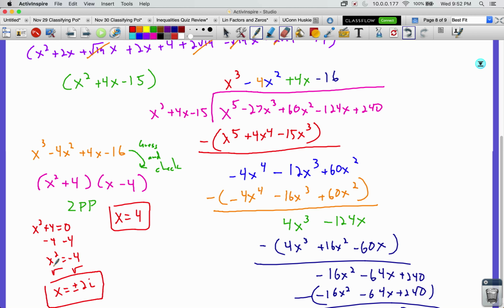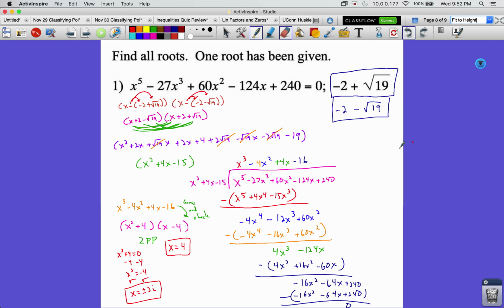So this was a quintic, and by the fundamental theorem of algebra we were expecting 5 answers. Did we get them? 1, 2, 3, 4, 5. All the answers: only one of them was rational, 2 were irrational, 2 were complex.